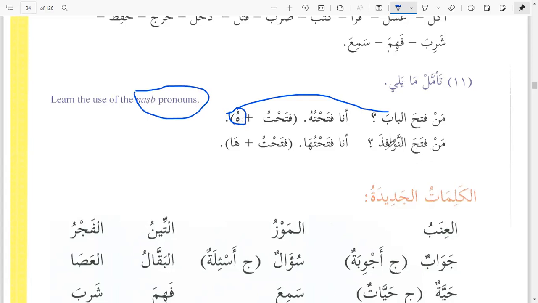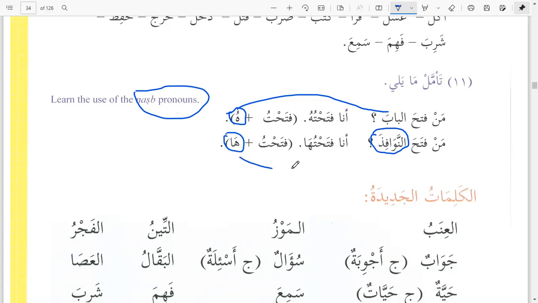Man fatahan nawafiza? Who opened the windows? The target of the verb is windows. Nawafiza is maf'ul bihi. It is object here, so it is mansoob. Ana fatahtuha. I opened them. This ha we are using for the plural, nawafiza.